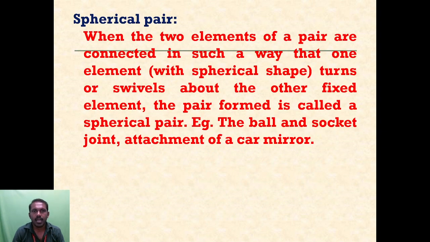The last one is the spherical pair. When the two elements of the pair are connected in such a way that one element turns or swivels about the other fixed element, the pair formed is called a spherical pair. For example, the ball and socket joint attached to a car mirror.